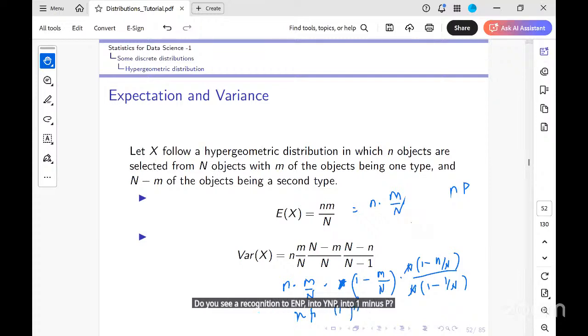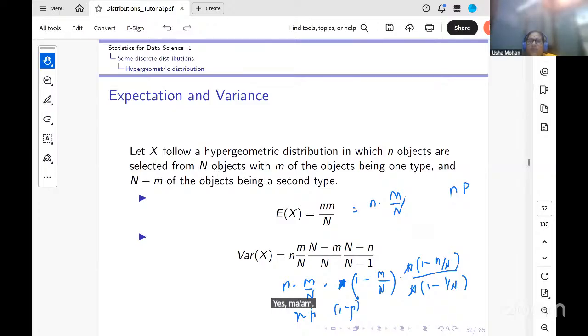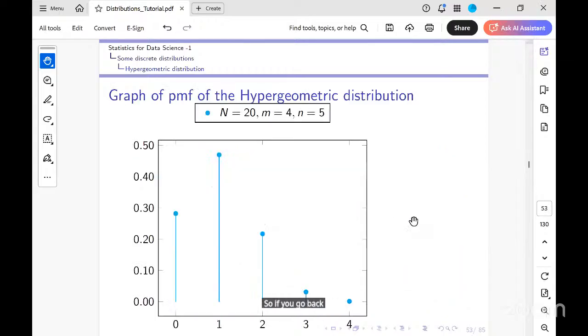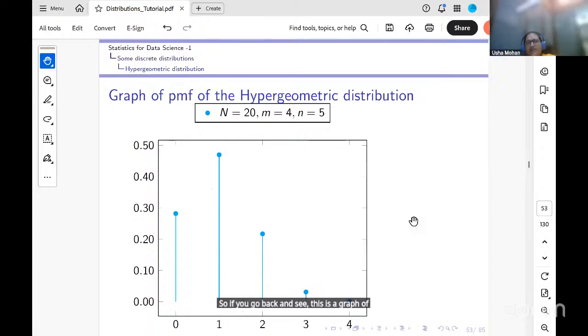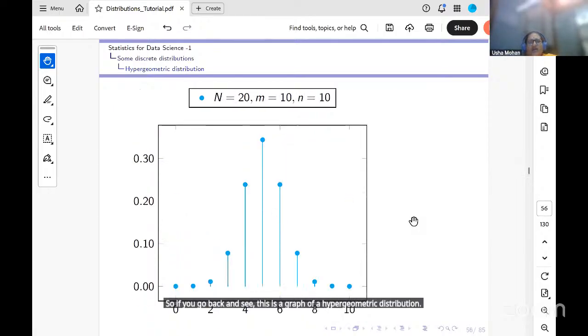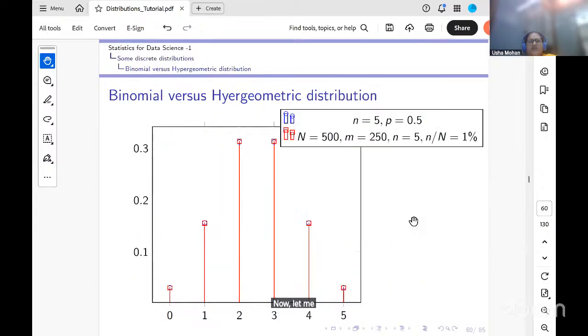This is the expectation and variance of a binomial random variable. Agreed? So if you go back and see, this is the graph of a hypergeometric distribution. Now let me compare this with binomial.